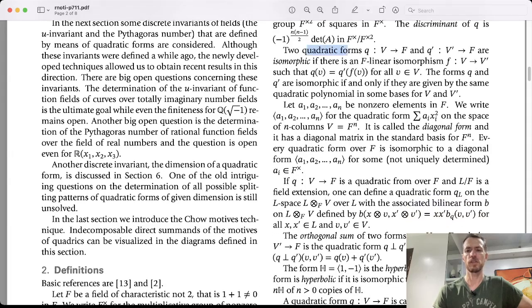Two quadratic forms Q, big V to big F and Q prime, big V prime to big F are isomorphic if there is a big F linear isomorphism f, big V to big V prime, such that Q of v equals Q prime of f of v for all v in big V.